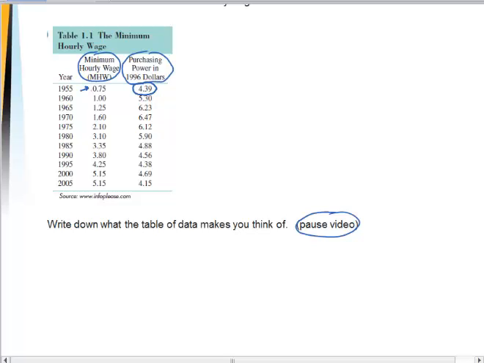And as you look at the hourly minimum wage, you can see that it's going up every year up until 2005. That's what the data shows us. But notice the purchasing power fluctuates, and this is all based on inflation. So just because you have a higher minimum wage doesn't mean you have more purchasing power. These are the types of things that sometimes when you look at data, you have to look twice at to see what you're really getting.